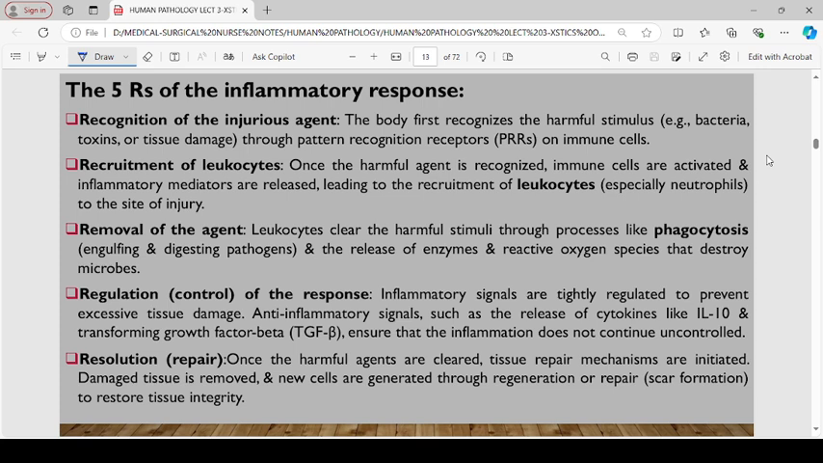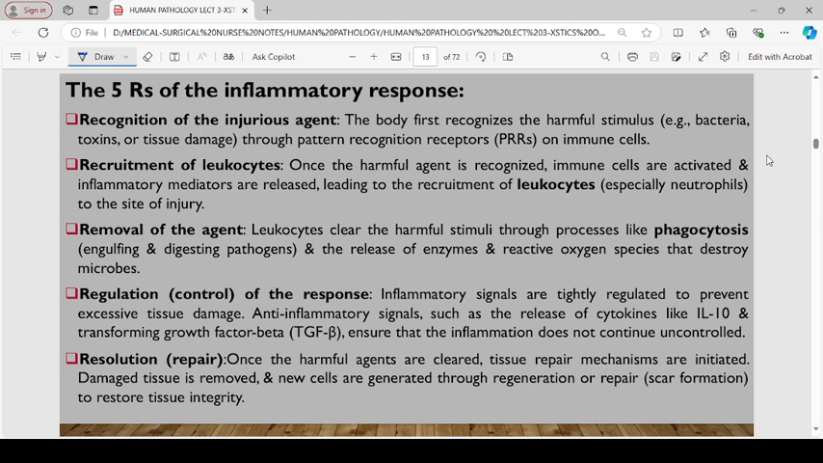Then now we have the recruitment of leukocytes. So once the harmful agent has been recognized, immune cells will be activated and inflammatory mediators are released, leading to recruitment of leukocytes, especially the neutrophils, which are later replaced by macrophages. Then that takes us to step number 3, where we have the removal of the injurious agent. Leukocytes will clear the harmful stimuli through processes like phagocytosis, which involves engulfing and digesting pathogens, and the release of enzymes and reactive oxygen species that will destroy microbes.